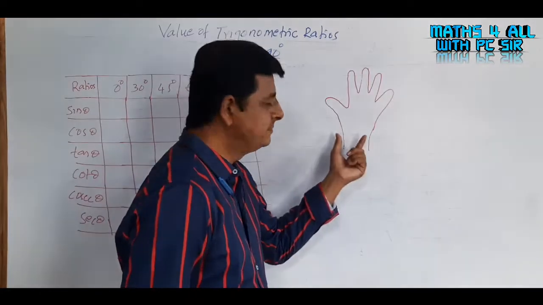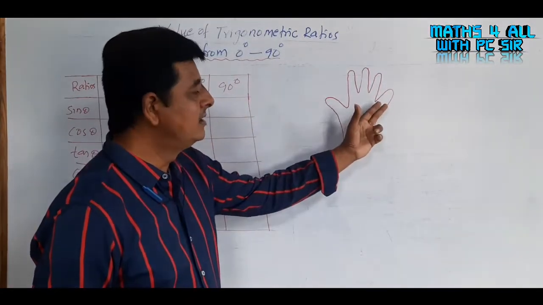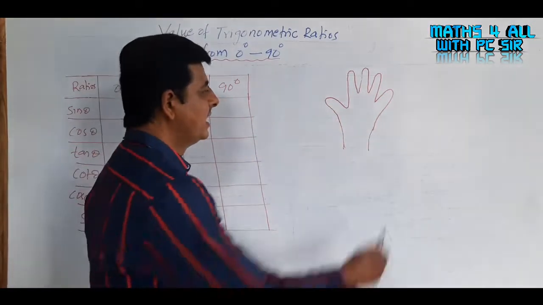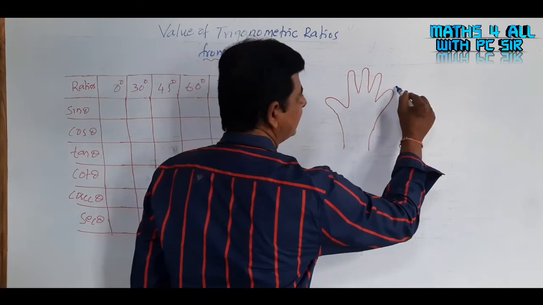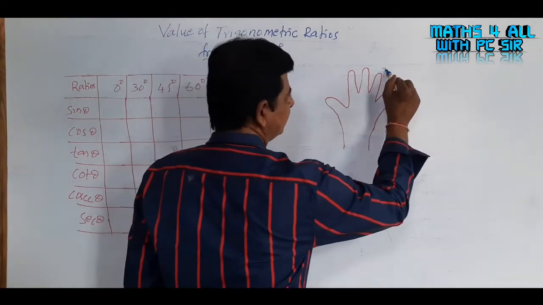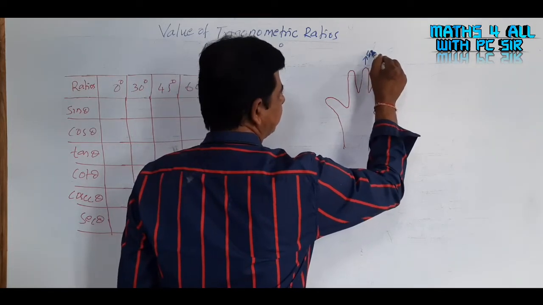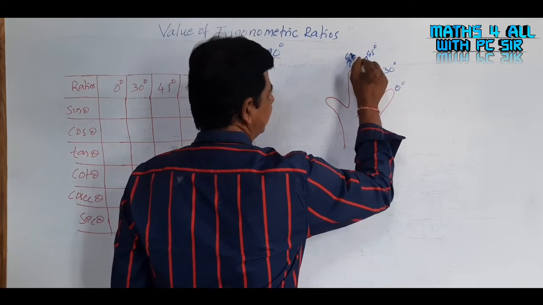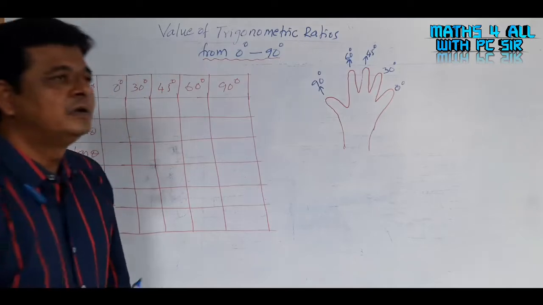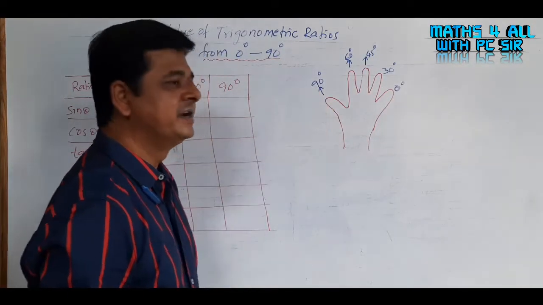All of you look here, the 5 fingers of a hand. You see here, little finger, ring finger, middle finger, point finger and the thumb. From here, the little finger I am taking as 0 degrees. This one is 30 degrees, and it is 45 degrees. And this one is 60 degrees, and this one 90 degrees. Okay? 0 degree, 30 degree, 45 degree, 60 degree and 90 degrees.